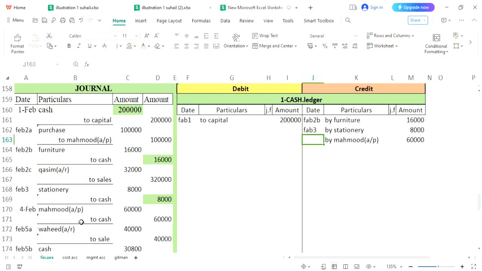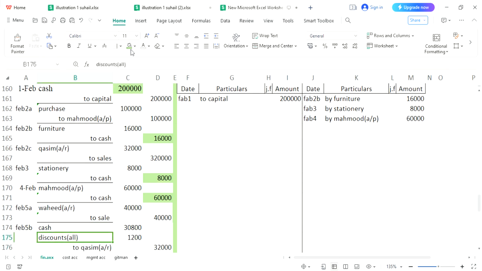For 60,000, what was the date? It was February 4. So put February 4 date. Date is mentioned, reference is mentioned, amount has been posted 60,000. So this 60,000 has been completed. Mark it as it has been done. And continue journey to search cash. We have seen cash again, 30,800. February 5, cash is debited by 30,800.